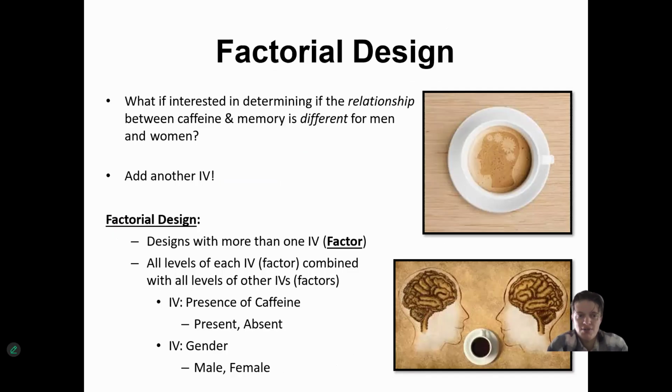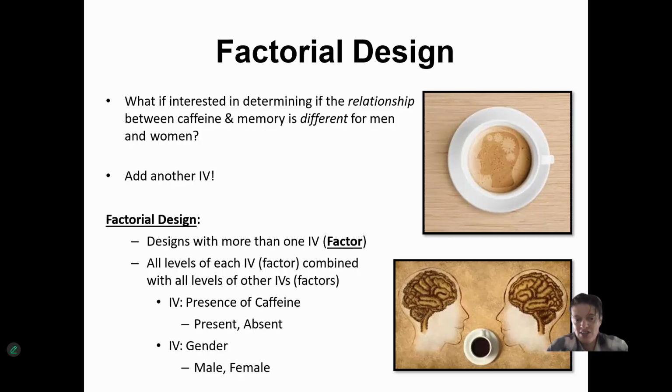If we're interested in determining if the relationship between two things is different among different conditions, we can add an extra independent variable or factor, right? We can call it either one if that helps you to remember. So let's say we were interested in determining if caffeine and memory is different for men and women, right? So now we have: what is the effect of caffeine on memory, and is it different for men and women? So we have two different independent variables that we're looking at.